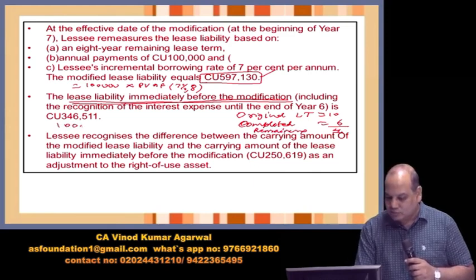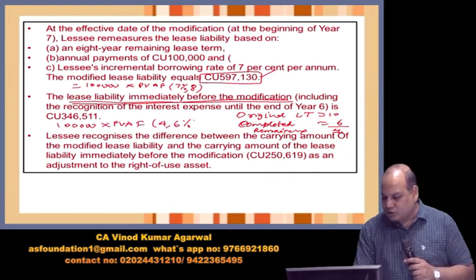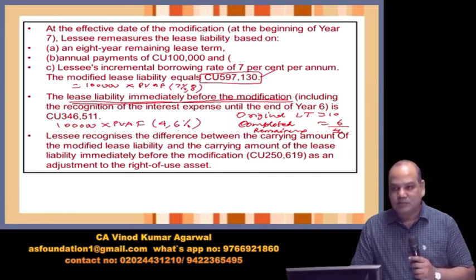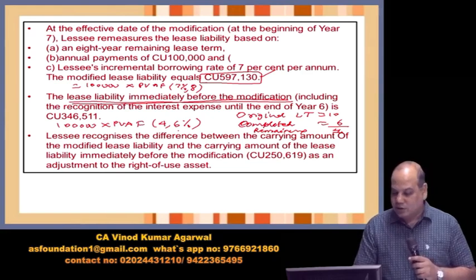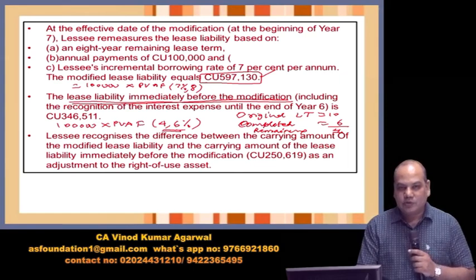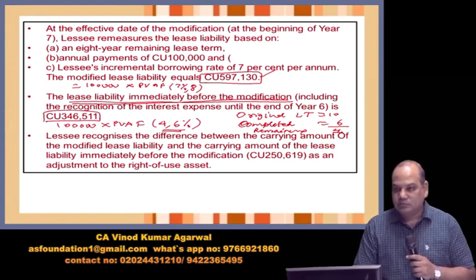So now you tell me, 1 lakh into PV annuity factor, 4 years, and the original discount rate was 6%. So in my books of account, the existing carrying amount of the lease liability is, now type on your calculator 1 upon 1.06, press equal to 4 times, GT, multiplied by 1 lakh, equal to, is it 346,511? Yes.